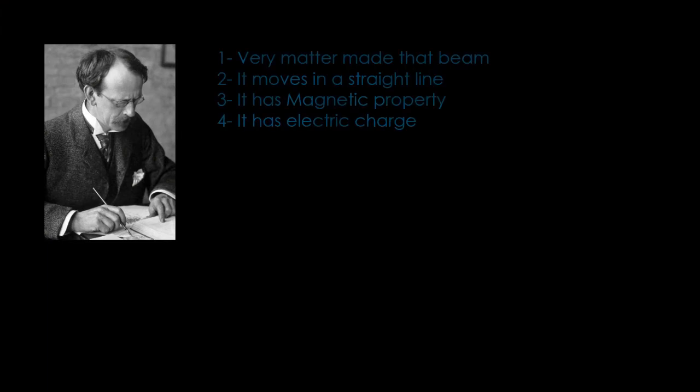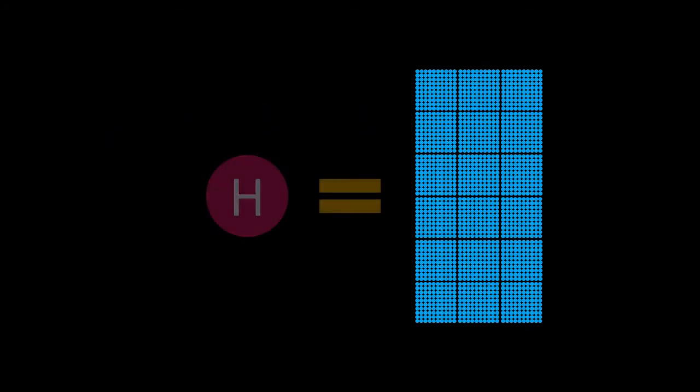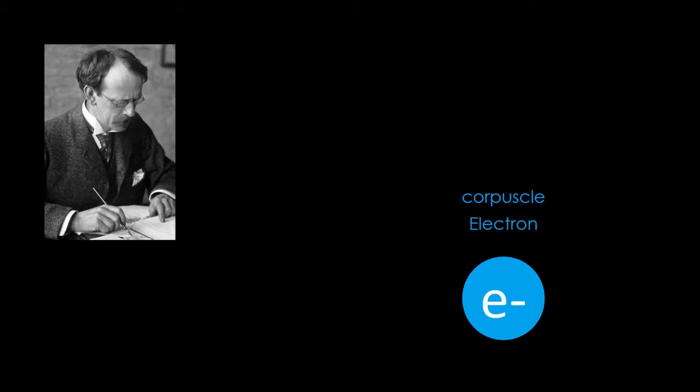After these observations, Joseph J. Thomson came up with his theory. He had discovered a new particle. He named it corpuscle. This new particle was 1800 times less massive than a single hydrogen atom. So this new particle was not an atom, but a new subatomic particle. Later its name was changed into electron.